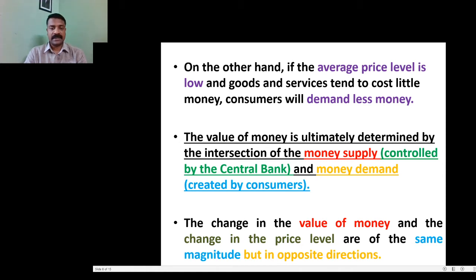A change in the value of money and a change in the price level are of the same magnitude but in opposite directions. Okay, right? The value of money and the change in the price level are of the same magnitude but in opposite directions.